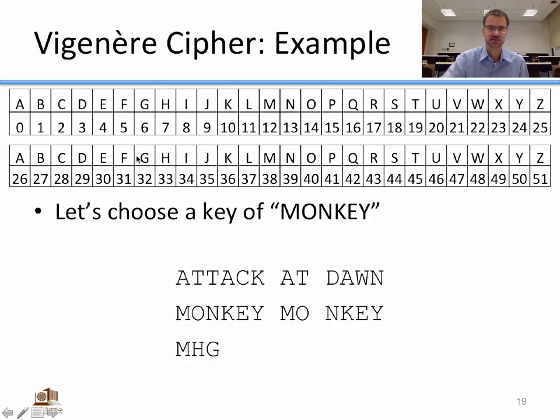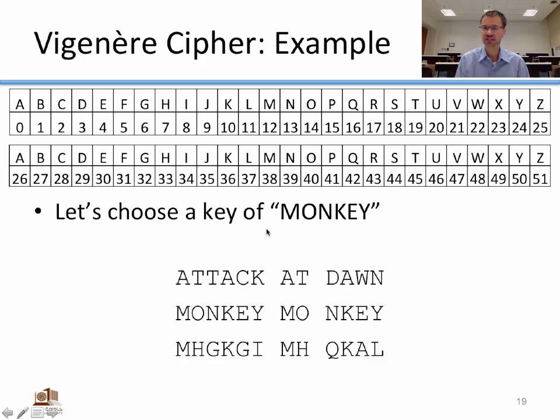A plus K, so A is 0, K is 10. That gets me K as my ciphertext letter. C plus E, 2 plus 4 is 6. That gets me G as my ciphertext letter. K plus Y, 10 plus 24 gets me 34, which is I for my ciphertext letter, et cetera, et cetera. So I could continue that process. But I'm just adding my plain text message with my key as I go through.